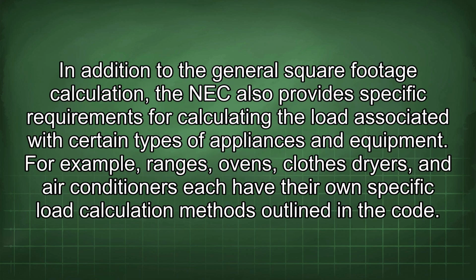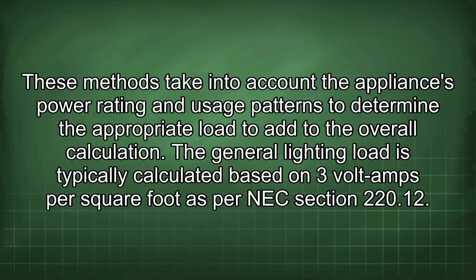In addition to the general square footage calculation, the NEC also provides specific requirements for calculating the load associated with certain types of appliances and equipment. For example, ranges, ovens, clothes dryers, and air conditioners each have their own specific load calculation methods outlined in the code. These methods take into account the appliance's power rating and usage patterns to determine the appropriate load to add to the overall calculation.